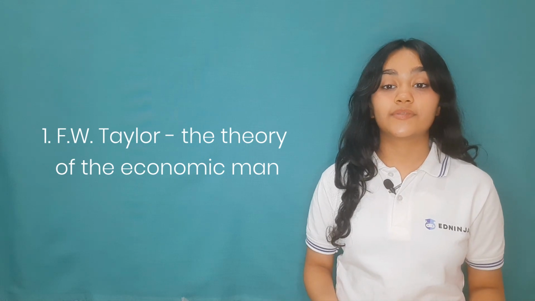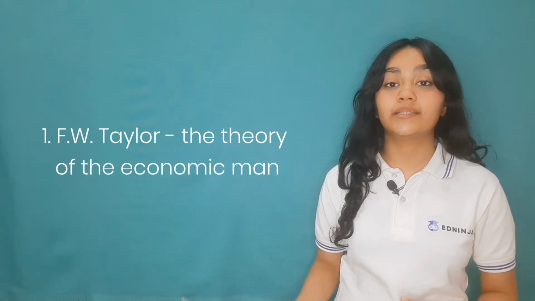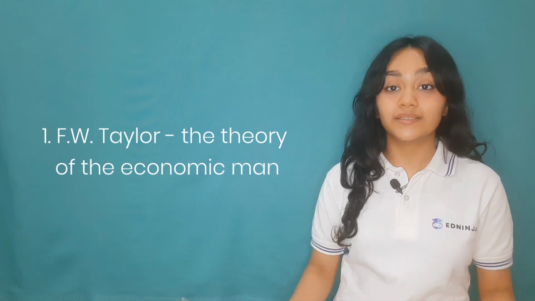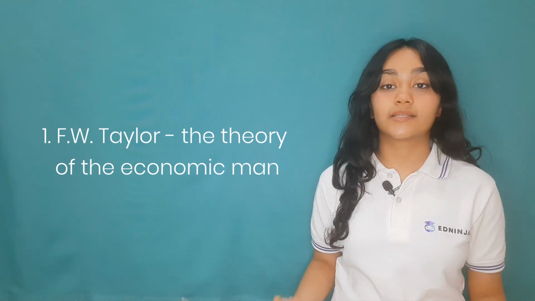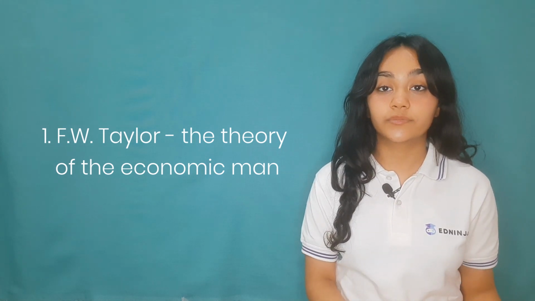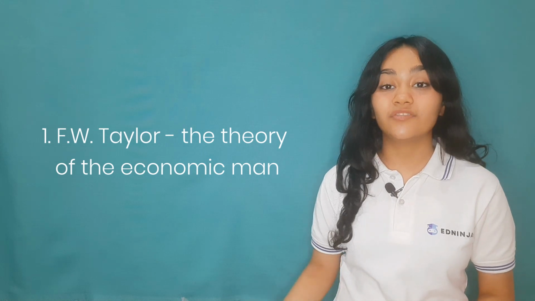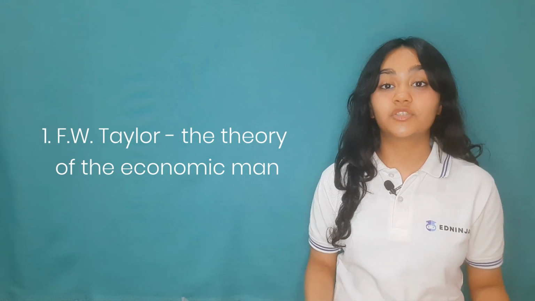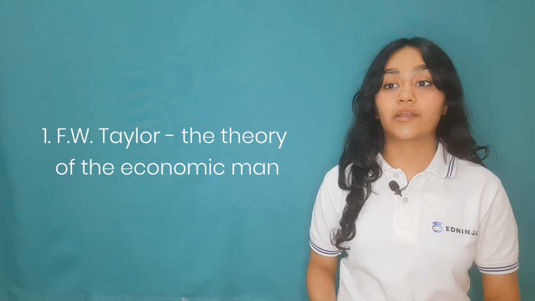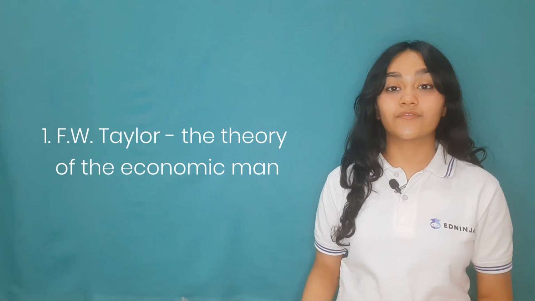Also, Taylor believes that the amount paid should be directly linked to output through a piece rate system, which means workers are paid according to how much they produce. However, it may be difficult to identify each individual worker's output, and also quality may be sacrificed in the search for quantity.